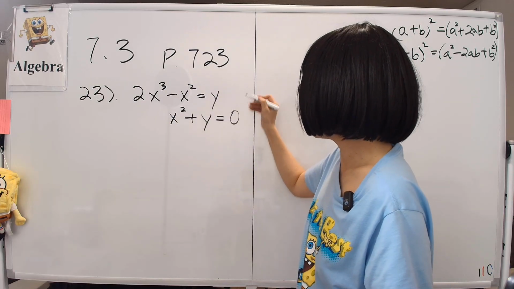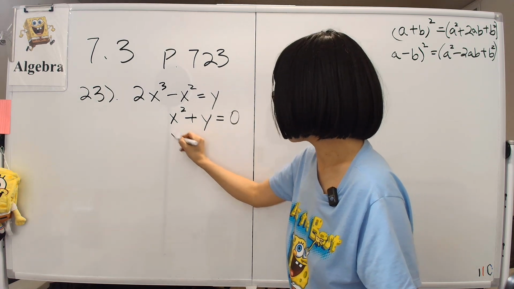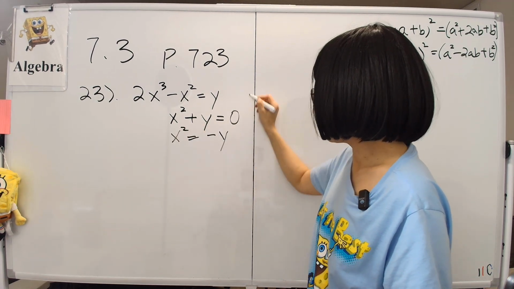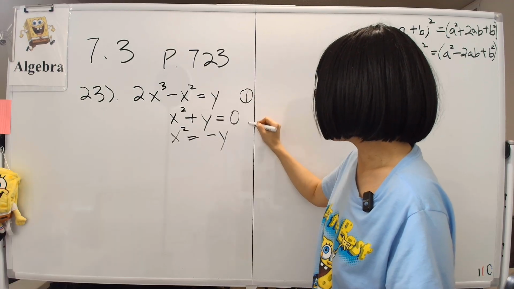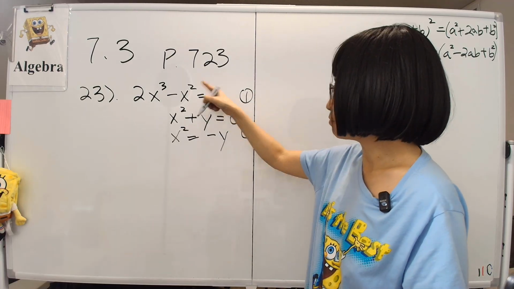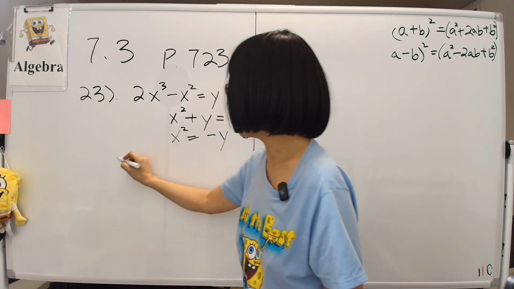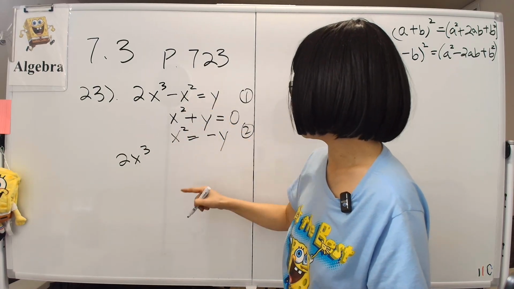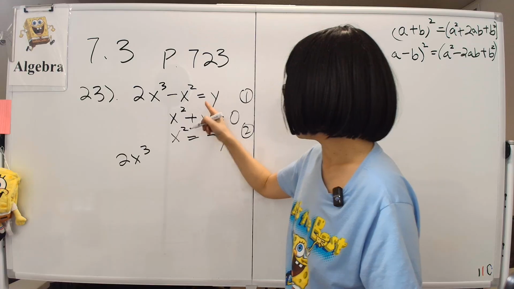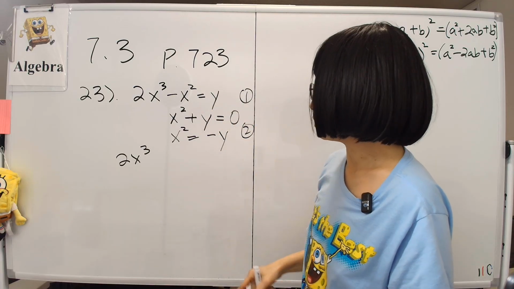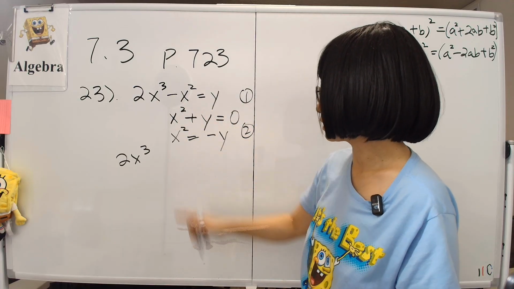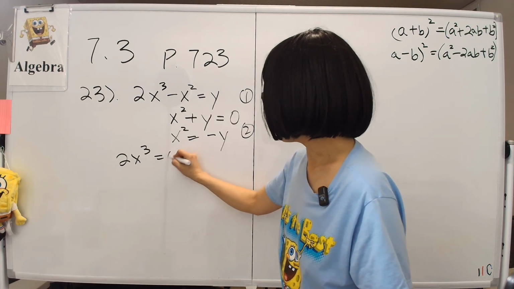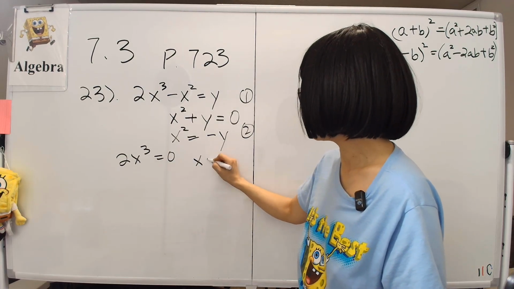Rewriting this as x squared equals minus y, we'll just add up equations 1 and 2. If we add them, we get 2x cubed. This becomes 0, and y and minus y also become 0. See, x squared and minus x squared become 0. And so then that equals 0, which means that x has to be equal to 0.